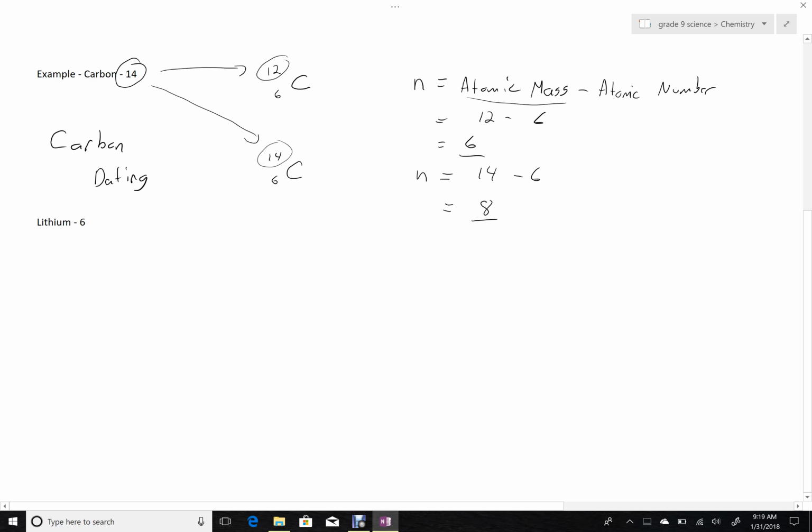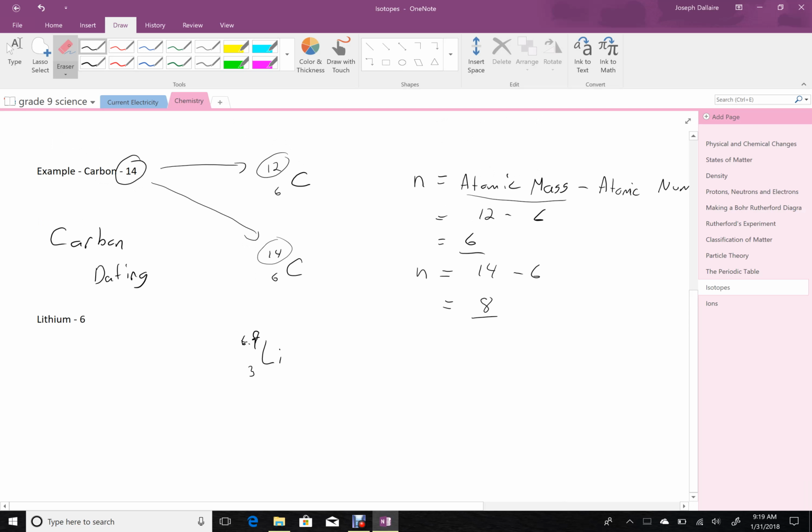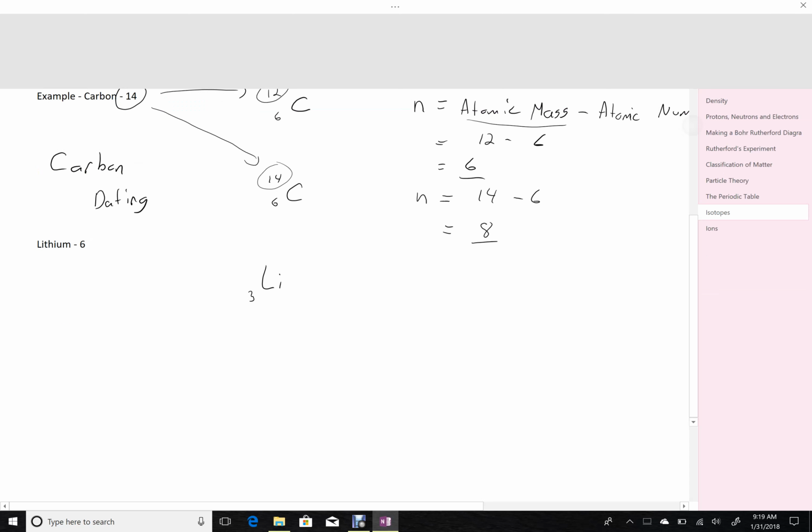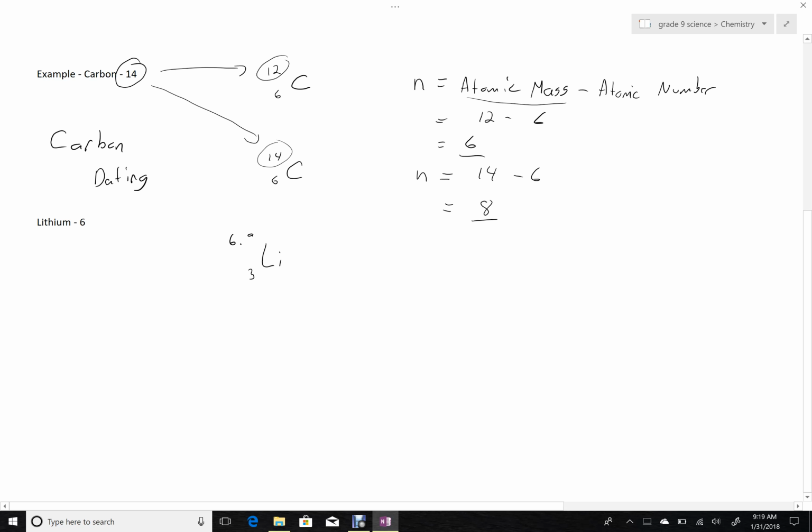Another example of an isotope, lithium-6. Lithium typically has the atomic mass 6.9. I don't know if you recall from a previous video, but that 6.9 was a little bit confusing. This 6.9 was a little off-putting because we thought to ourselves, well, neutrons can't come in parts, so what does that 0.9 mean?